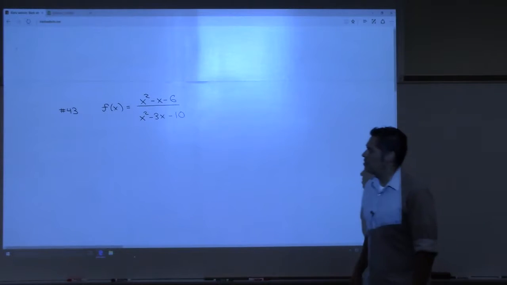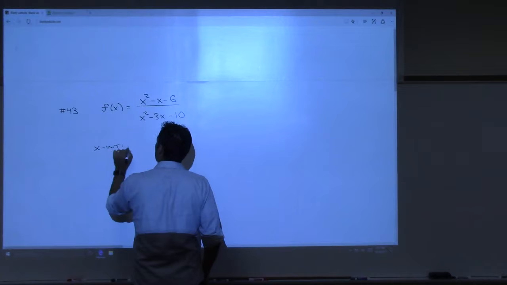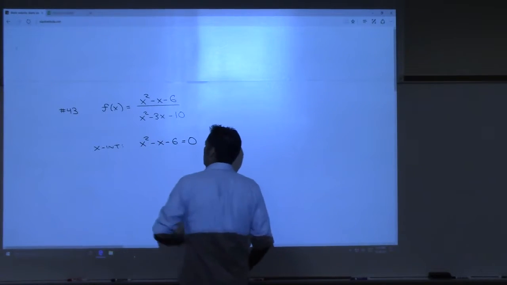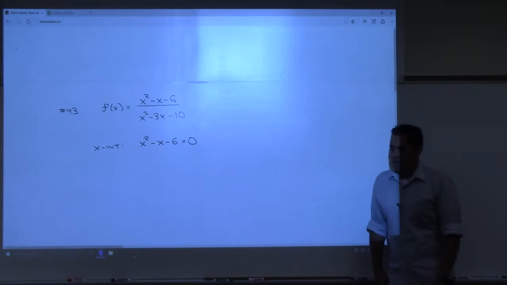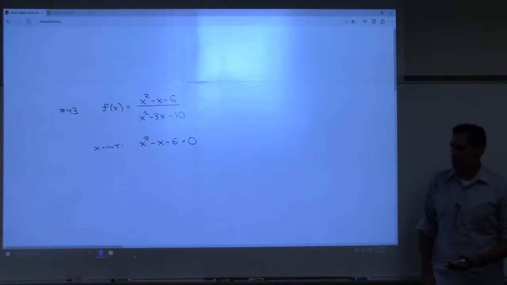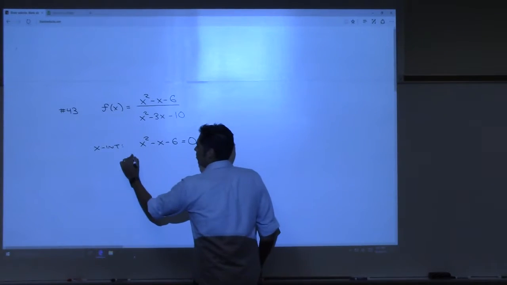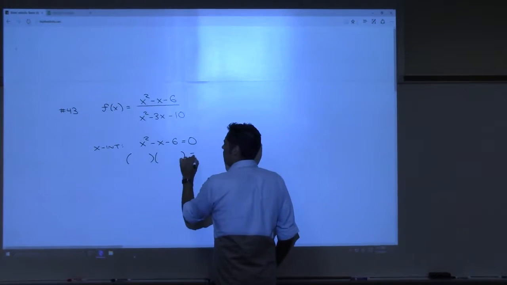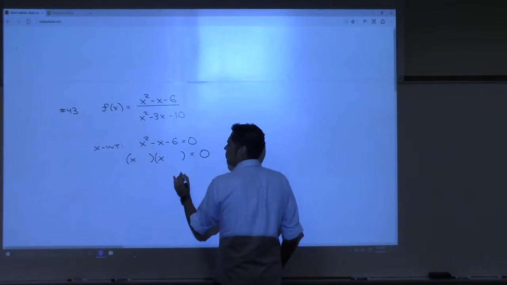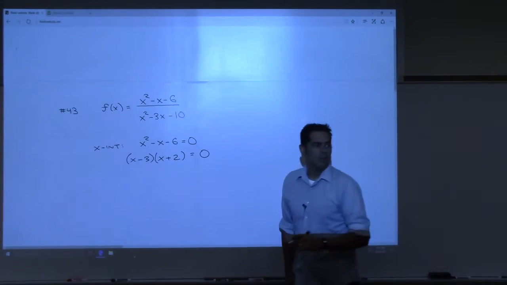So how do we find the x-intercepts? Set the numerator to 0, right? So we set the top of it equal to 0. And this is a quadratic equation, right? So you could use the quadratic formula or you could factor it. It's really your call here. Factoring, I think, is the most straightforward on this one. This would become (x minus 3)(x plus 2).